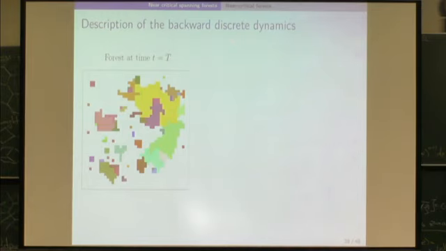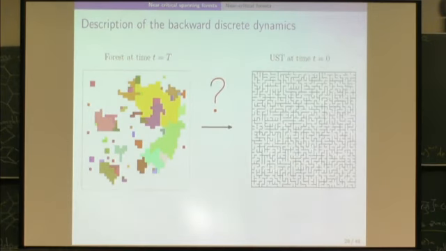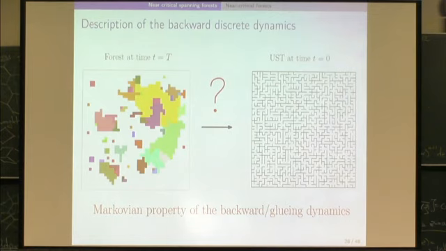So in fact, the question is the following. If I give you the forest at a fixed time, capital T, then can you reconstruct the law of the backward movie until you get back the uniform spanning tree at the initial time t equals 0? And if it's true, then it would mean that the backward dynamics is also Markovian.